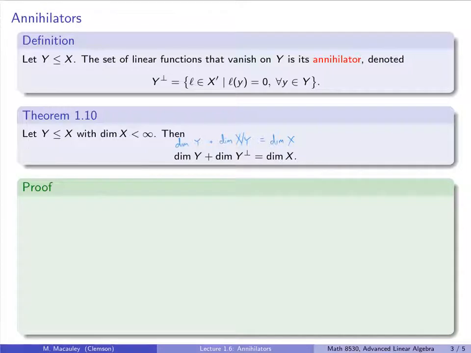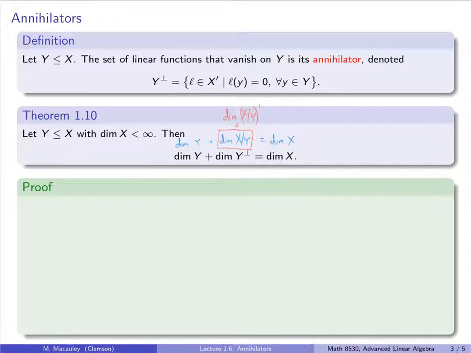We also know that the dimension of any finite dimensional space, X mod Y, is equal to the dimension of its dual, X mod Y prime. So we'll actually show that these two things have the same dimension, and we will do that by constructing an isomorphism from Y perp to the dual of X mod Y.